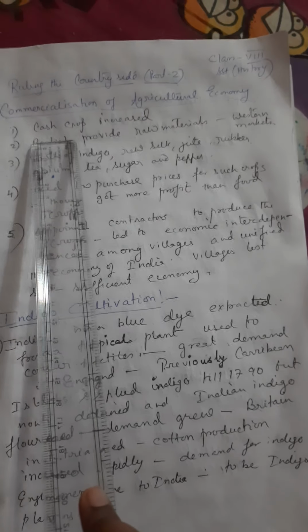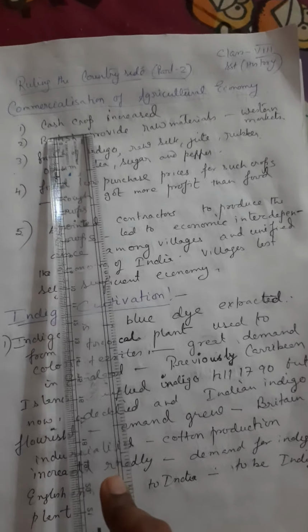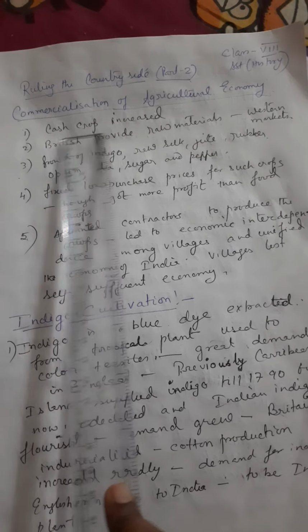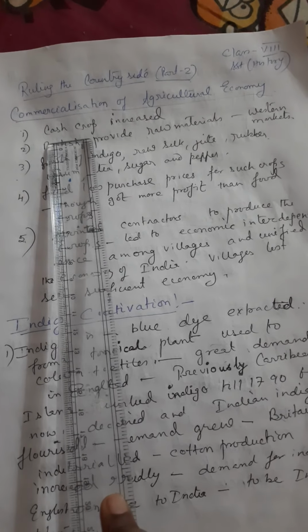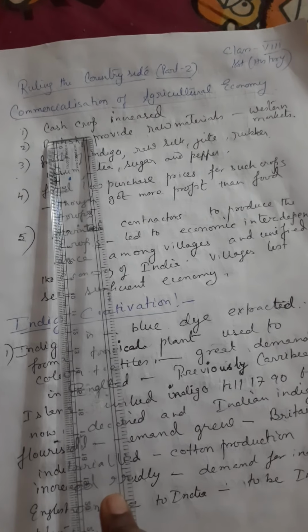So this was the situation, and now we will be going towards the commercialization of agricultural economy. We will read this in detail. So here you see commercialization of agricultural economy. The cash crops increased because the cultivators were forced to grow cash crops, and food crops were not growing because the British got lots of profit from cash crops.